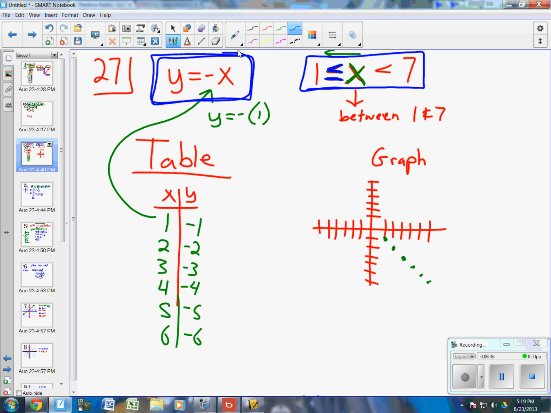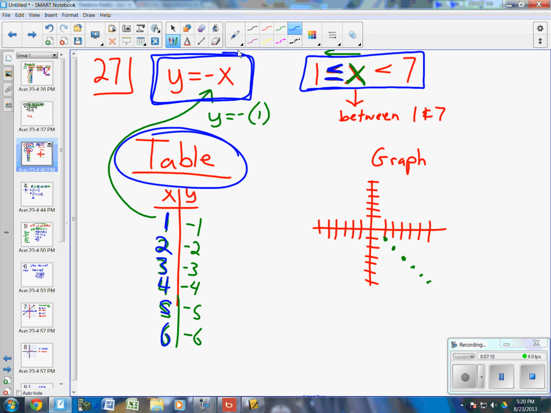So I come over here to my table. It says to make a table. I start with all the numbers between 1 and 7, including 1: 1, 2, and remember they're integers, so it's only the whole numbers. I don't put 1.5. 3, 4, 5, and 6. Notice I don't put 7 because it does not include 7. That's just a less than sign.